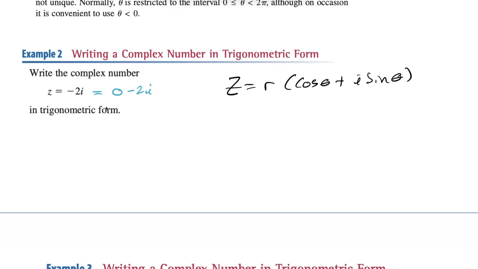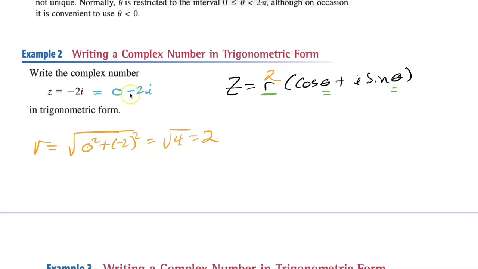So we have to find two things. We have to find the r and the angle. Okay, so first the r, it's just the square root of a squared plus b squared. So 0 squared plus negative 2 squared. Keep in mind when we do this, you don't include the i. So you're going to get the square root of 4, which is 2. So my radius is 2.